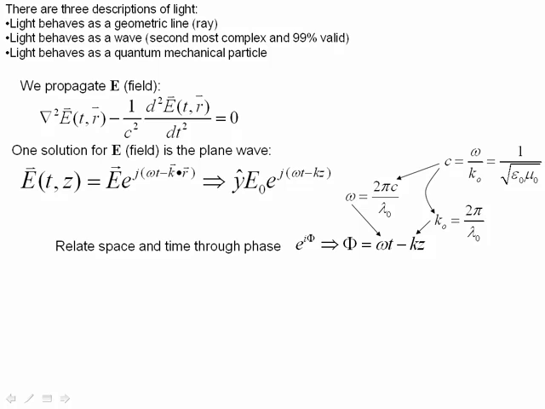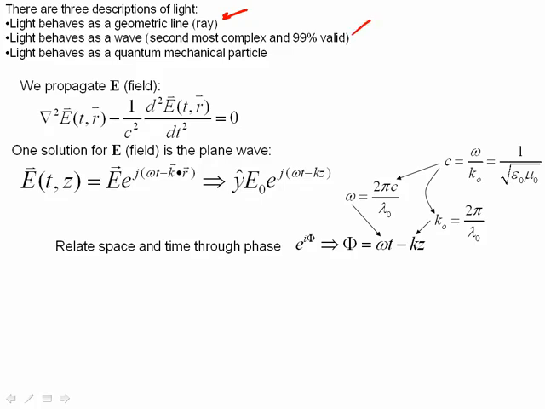And one way we do this is if the object that the light's interacting with is much, much bigger than a wavelength of the light, we can treat the light as moving in a straight line as a geometric ray, and that's what we covered when you went through the other course.